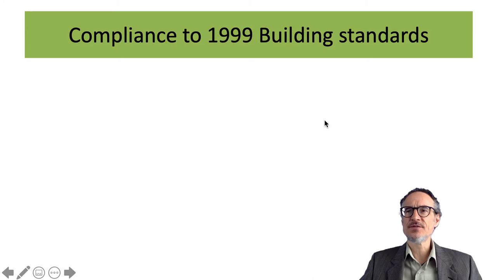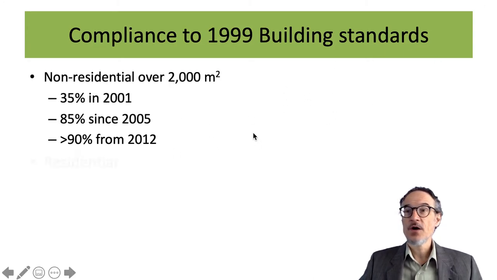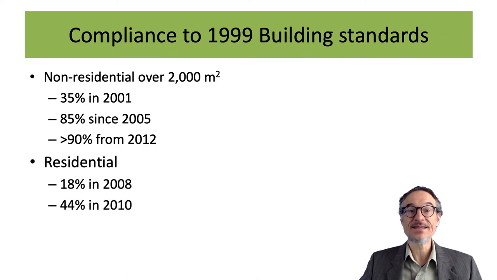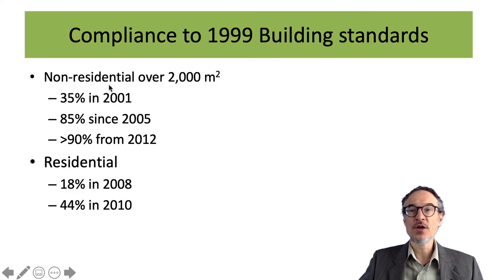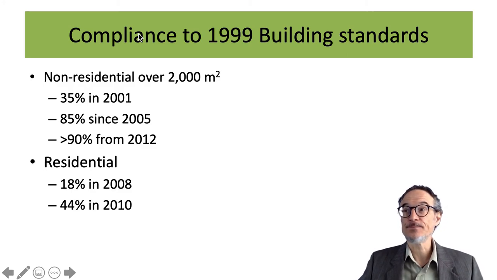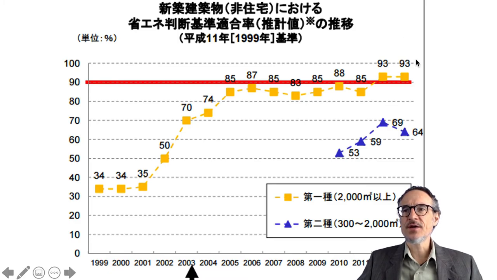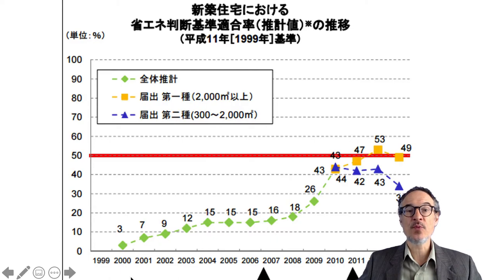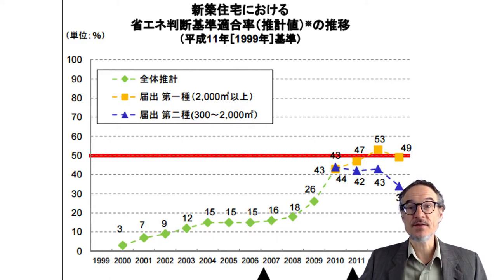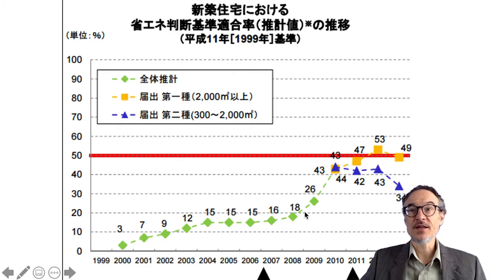What this has meant is, for example, if we look at how many buildings met the 1999 standards, then 2 years later, only about 35% did. And this is for large non-residential buildings. They got to be over 90% about 12 years later. For residential buildings, 10 years later, less than half were meeting the standards from 1999. So we can see that compliance has gone up for large buildings, but it's less than 100%, and for some buildings it's much less. For domestic buildings, where people live, the compliance is less than 50% most of the time. And this is going back to 1999 standards.